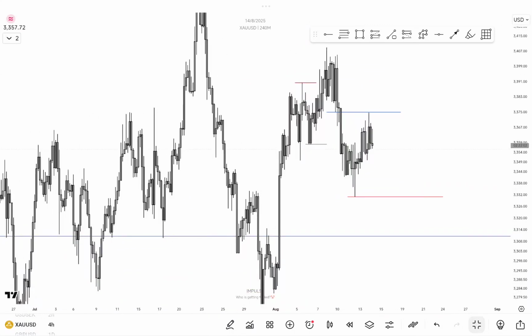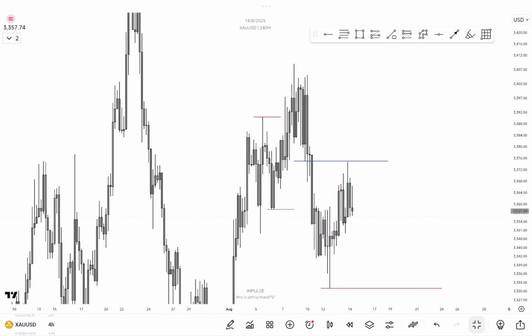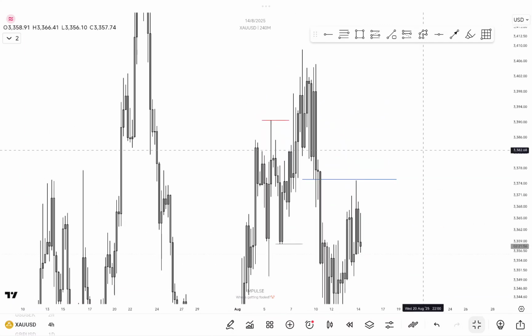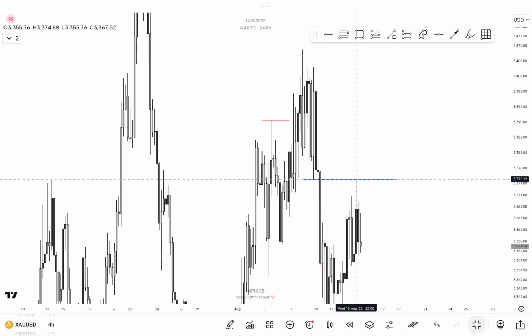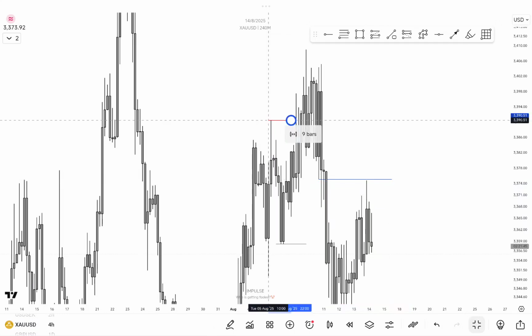Do we have any clear areas? Same thing. Yeah, same thing. So we haven't quite tapped into that zone on the daily, which I would have preferred for that to happen. We haven't quite tapped into it. Would have preferred for that to happen big time.